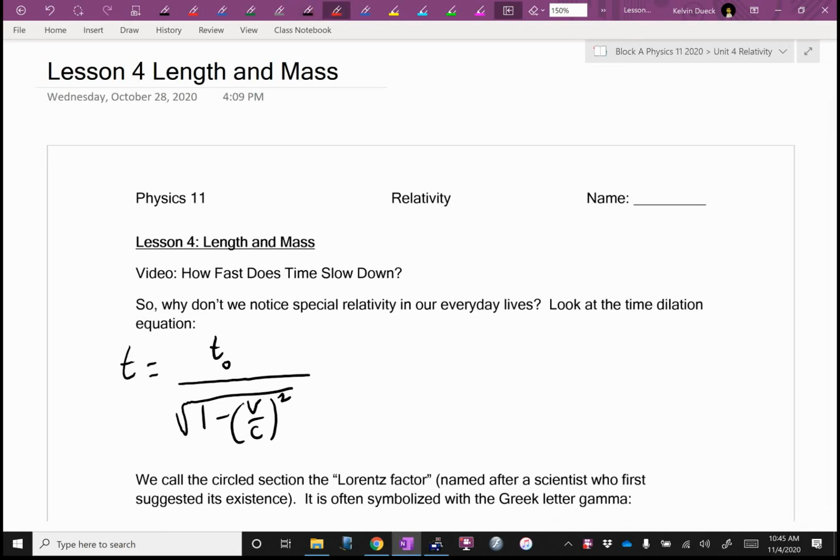But what I'd like you to do is circle this bottom section here. We call this bottom section, the square root of 1 minus (V over C) all squared, the Lorentz factor. Before Einstein published his paper, a mathematician whose last name was Lorentz said, look, I can't explain why this works, but I've noticed if I multiply or divide things by this, I get the answer that we're looking for. Don't know why, but it works.